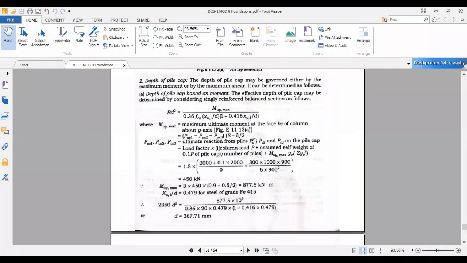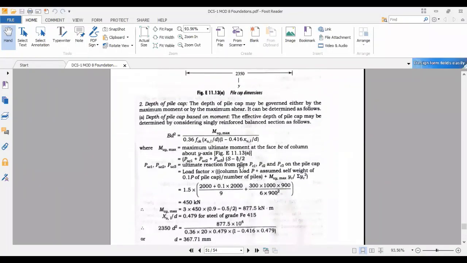तो ये PC1, PC2, PC3 बोलती है कि piles in column 1, column 2 and column 3. तो तीनों piles को consider कर लिया on the pile cap. So it is given by the formula: load factor multiplied by column load P plus assumed self weight of 0.1 times of P of pile cap divided by number of piles plus MUY max YC upon summation of YC square.